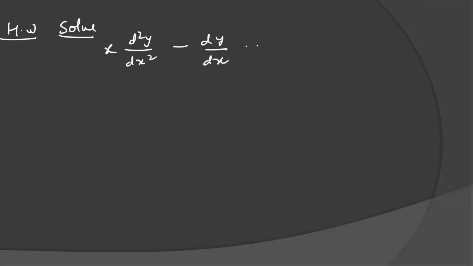I'm giving one example as homework. You can try it based on this method only. The question is: solve x d2y by dx2 minus dy by dx plus 4x cube y equals x to the power 5. So solve this using this method only.